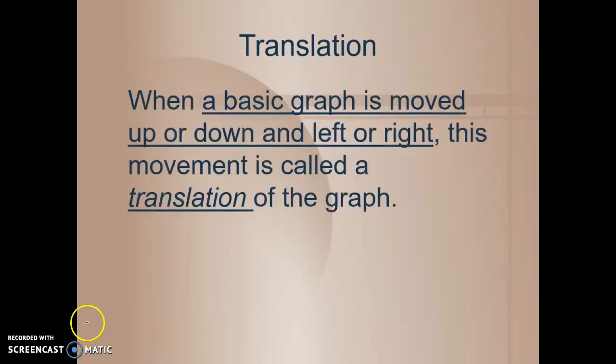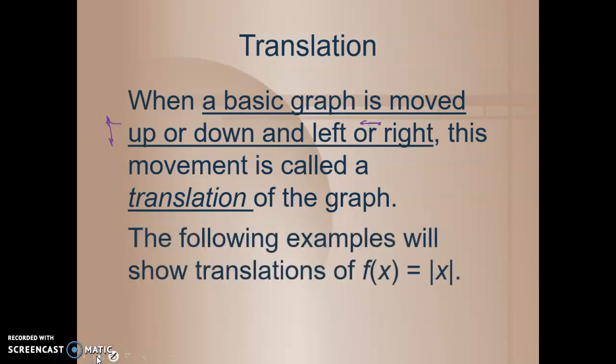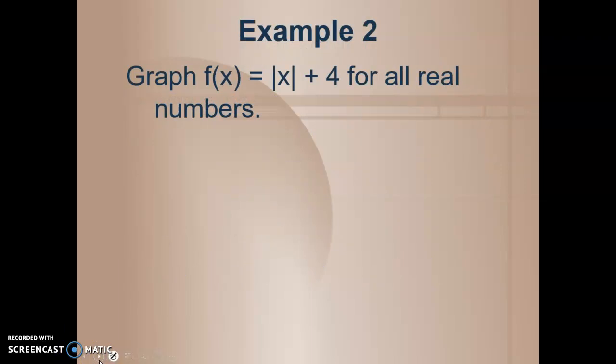Let's talk a little bit about translations. When a basic graph or parent function is moved up or down, left or right, this movement is called a translation of the graph. The following examples are going to show some translations of our absolute value parent function. Let's graph f of x equals absolute value of x plus 4 for all real numbers. So you can see we have our parent function here, but we have also added this translation of plus 4. Now, if you had to take a guess, what would you guess that plus 4 is going to do? You might say it's going to move it 4 up, or you might say it's going to move it 4 to the right. Let's see what we can come up with.